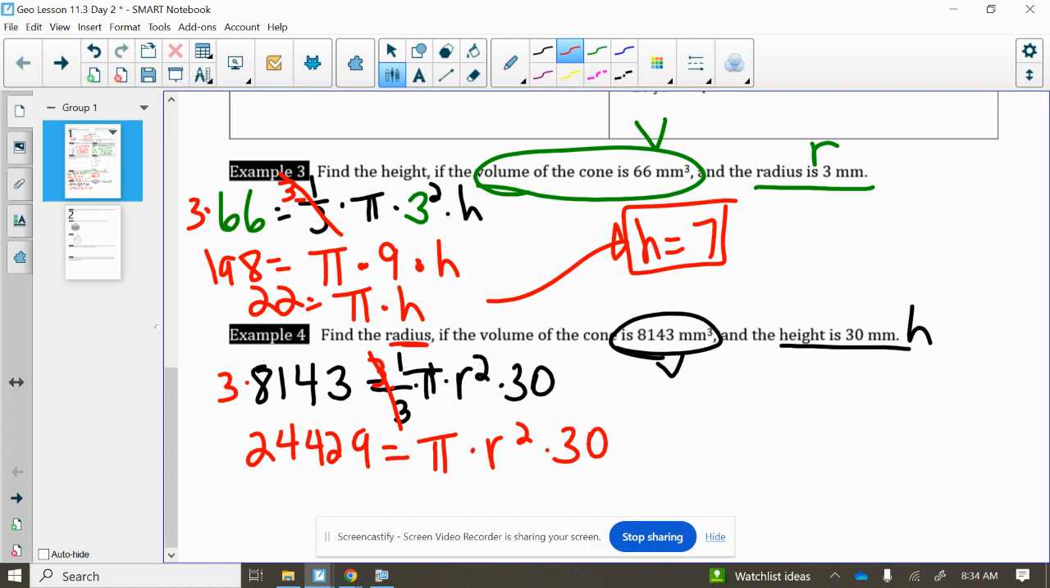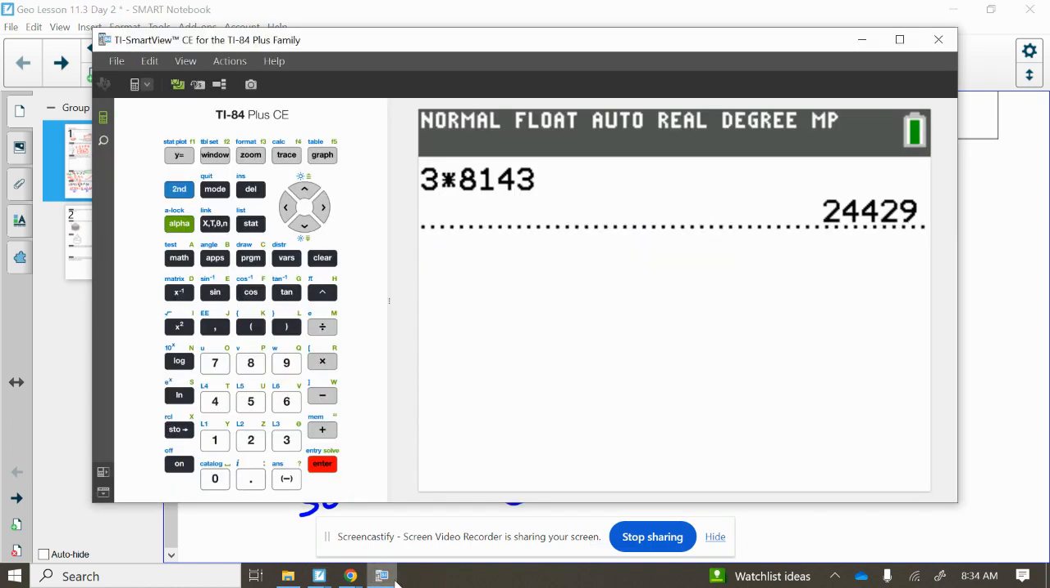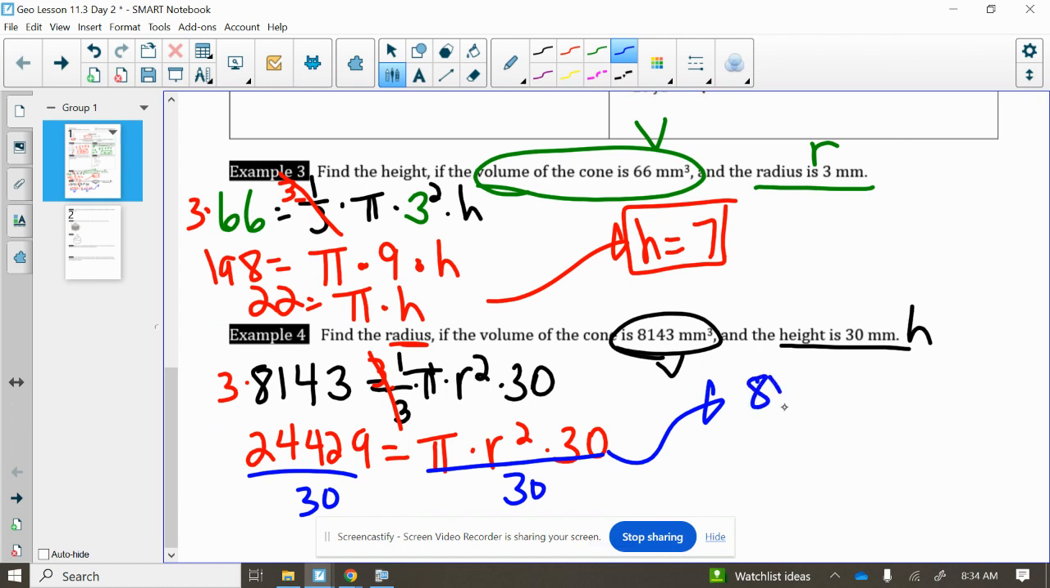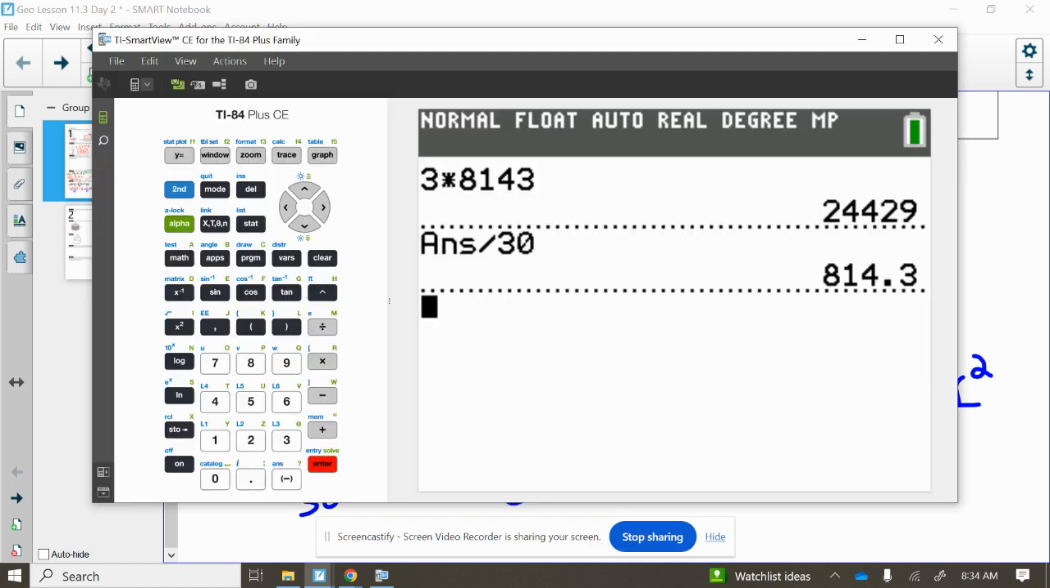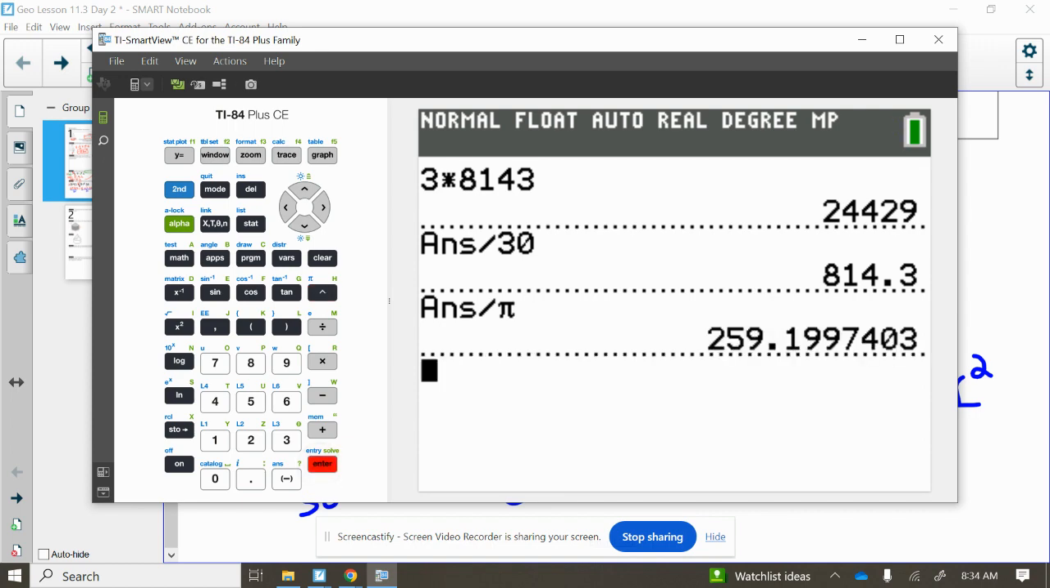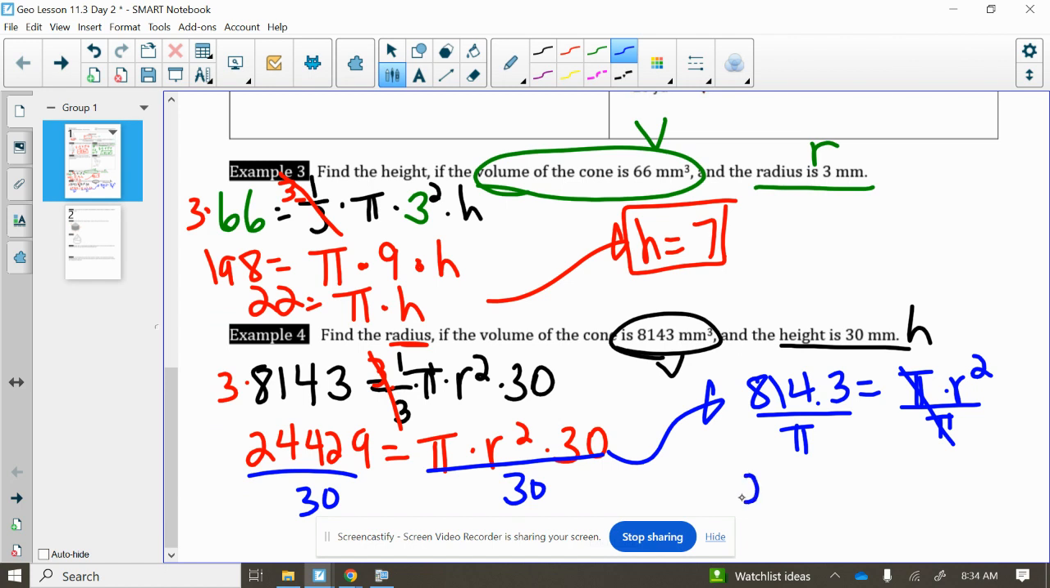And again, our goal is to get the radius by itself. So next step, I'm going to divide both sides by 30. So I have on the left-hand side now 814.3. And then I need to still get the radius by itself. So I'm going to divide by pi. And since pi doesn't cancel out, I'll just approximate 814.3 divided by pi is about 259.1997.